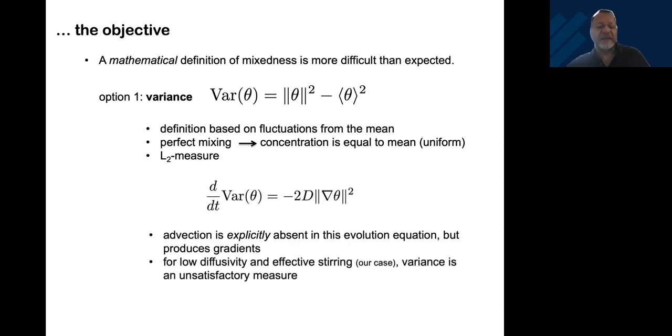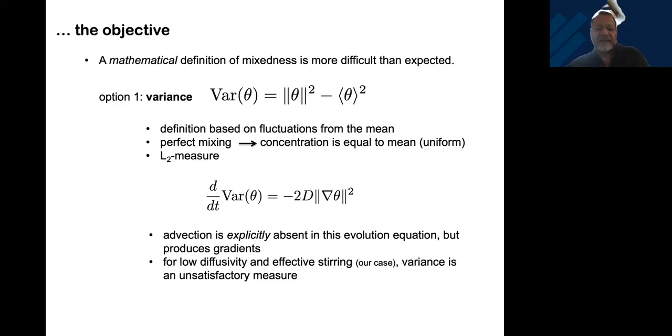Okay, but there is also a problem with the variance. It's not that everything is good with the variance, there's also a problem. If you write down the evolution equation for the variance, you actually see that advection is explicitly absent in the evolution equation. So it only has the diffusive part, but not the advective part. But we've seen from the example with the channel flow that advection is enormously important in getting these small filaments going. And if that one is absent in the variance, this is some kind of a drawback of the variance as a measure for mixing.